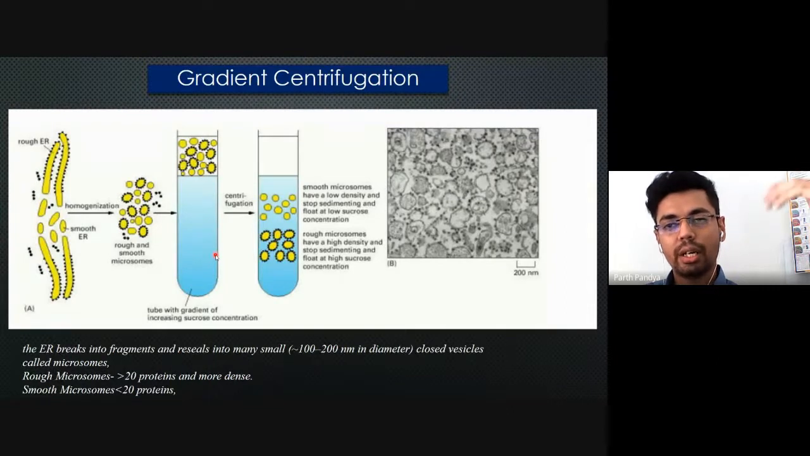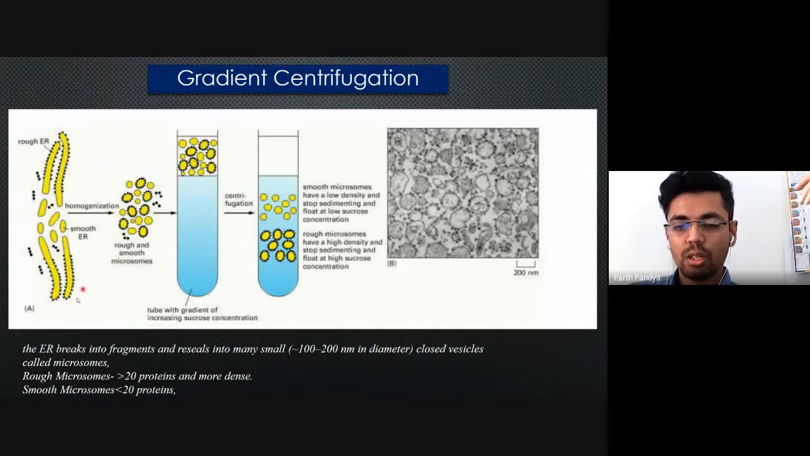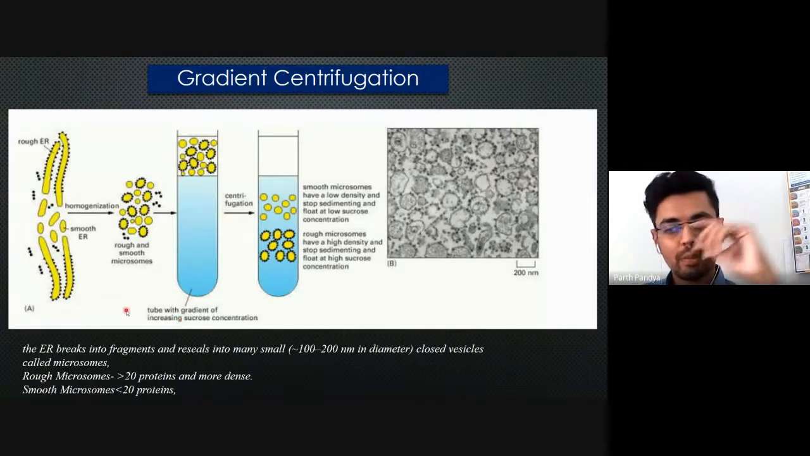Due to inertia, the larger molecules, the rough microsomes, will sediment fast and go to the bottom as they are heavier, having ribosomes on them. Whereas smooth microsomes are less dense compared to the rough ones, and hence they will remain in the upper portion. This breakage of the ER gives fragments that are closed vesicle-like structures.